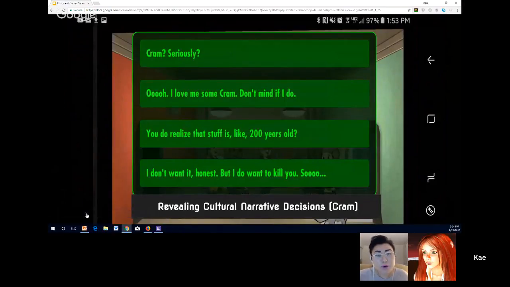Okay, now I put this one on here, even though I already introduced the branching narrative, because this is really sad. It says, cram, seriously, ooh, I love me some cram, don't mind if I do. Cram is basically their version of spam. In the third line, it says, you do realize that stuff is like 200 years old. That tells you how sad it is living in this future where people are foraging for stuff that's 200 years old. I highly doubt that spam would live for 200 years. I would assume it probably disintegrated by that time. But in this storyline, that's what they're eating. Okay, next.